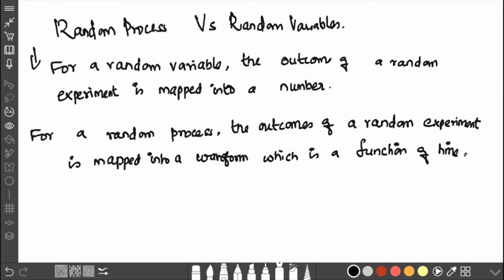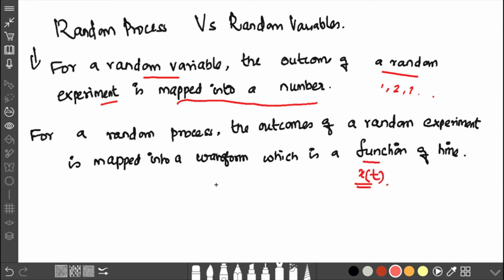Hope this explains random processes and how they are expressed in terms of mathematical equations. Hope you understood this video.